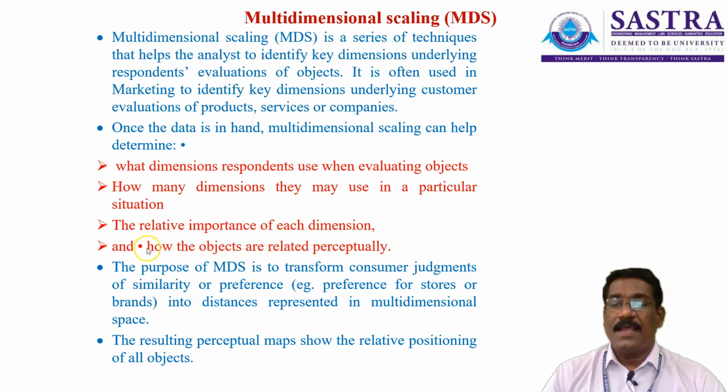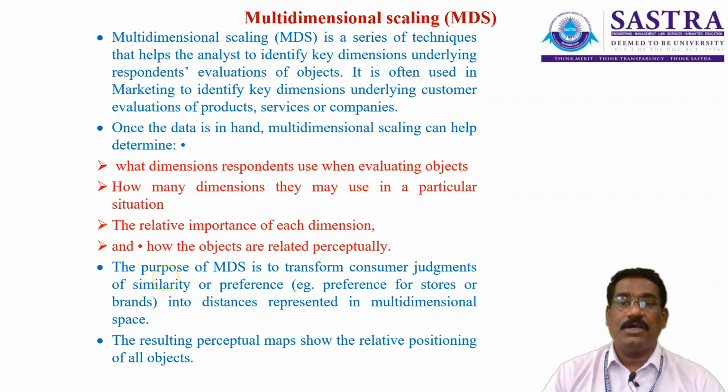And how objects are related perceptually. When you want to measure the relative importance, how they prioritize and how they rank, we need to understand that as marketers, so that we can segment the consumers accordingly and deliver our product and service to their requirements. In marketing you would have studied segmentation, targeting, and positioning, and multidimensional scaling will be very helpful in that specific area.